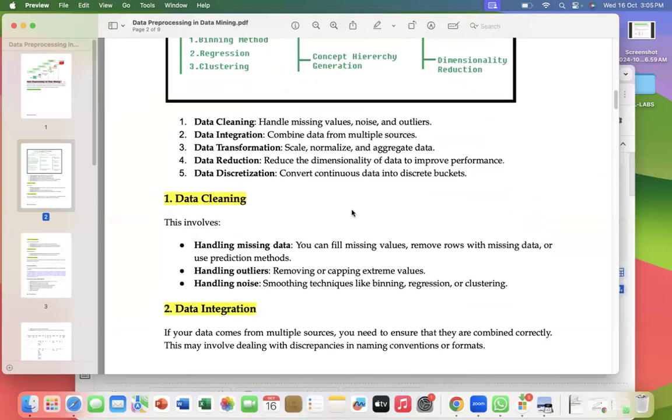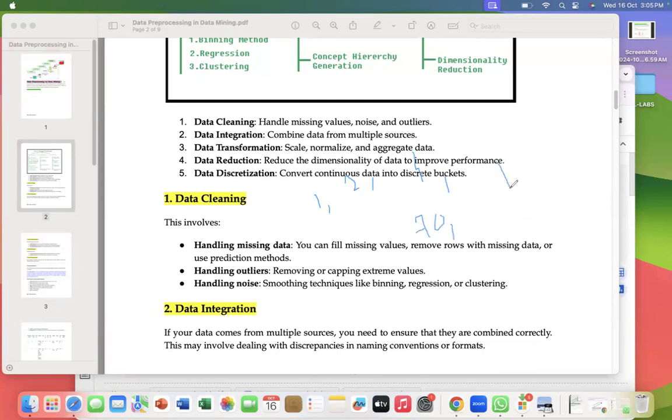I'm summarizing again. Data cleansing means handling missing values, noise, and outliers. I told you in the last class what it means by outliers, right? Outliers means, suppose, 1, 2, 4, and suppose some values are there like 70, and some value is, suppose, 1000.